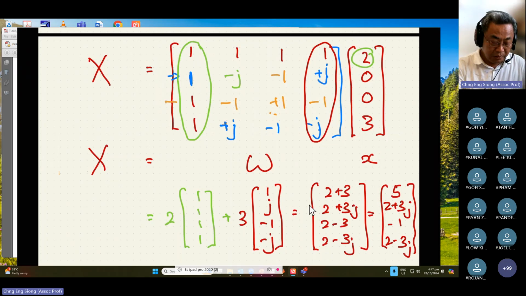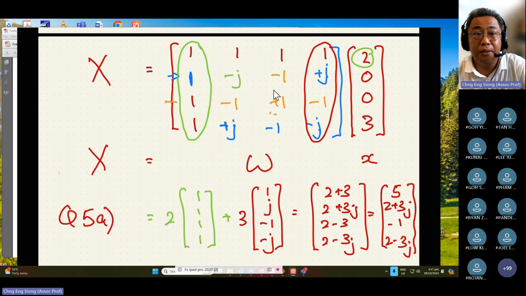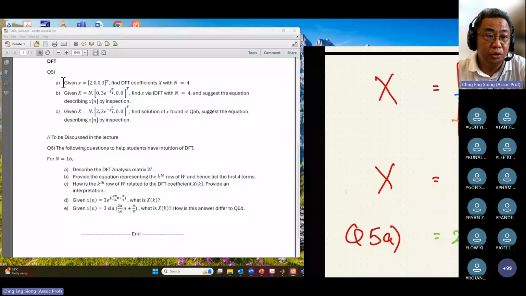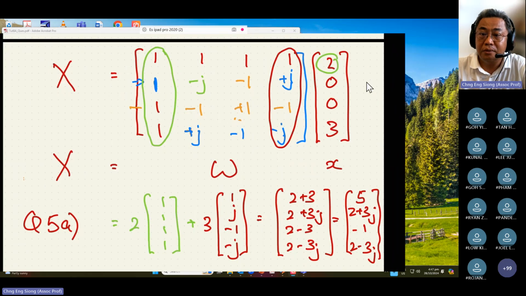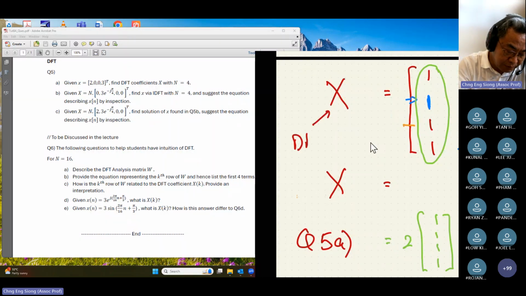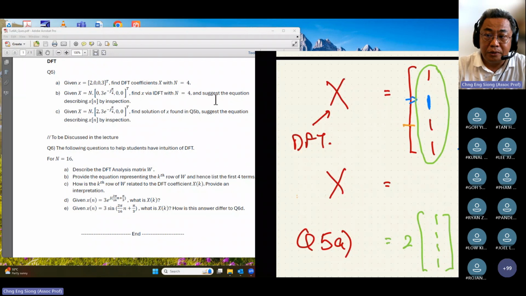Okay, so this is question 5a. So let's look at the question again. The question is very, very short. It just says, I give you a vector 2003 transpose, which is this guy. I'm asked to find the DFT coefficient, which is that big X we're interested in. So this guy is a DFT coefficient. And n equals to 4.